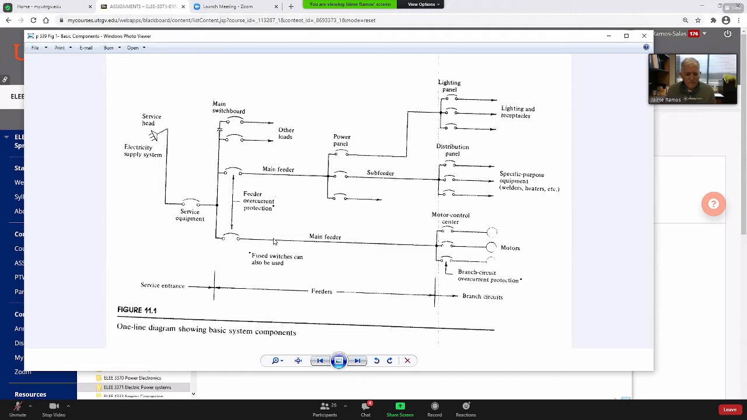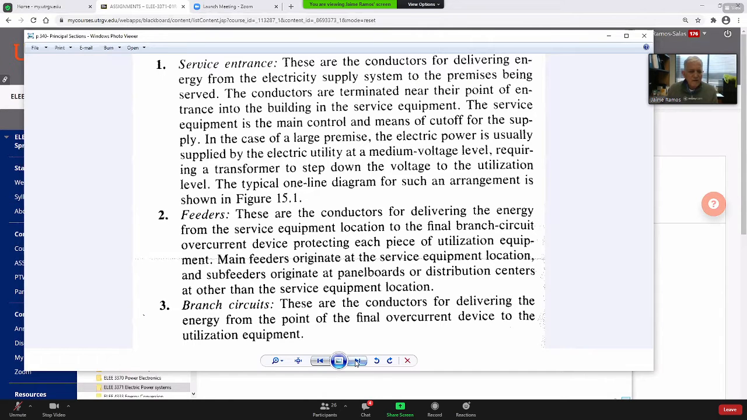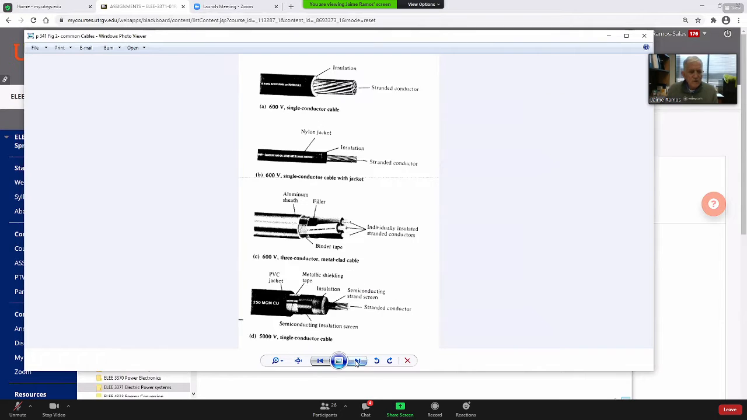Feeders can be divided into main feeders and sub-feeders. And branch circuits are at the end, to the right, directly to the load. In power, the circuit is the system of conductors. So branch circuits are the system of conductors from the last circuit breaker to the utilization equipment. So here is the definition.